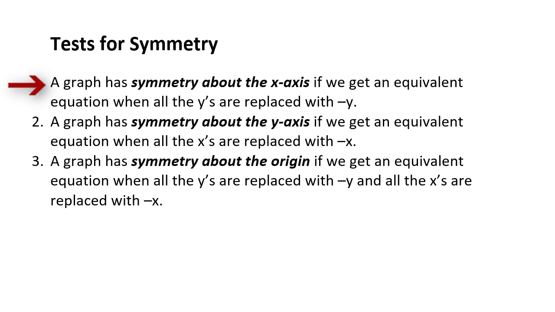A graph has symmetry about the x-axis if we get an equivalent equation when all the y's are replaced with negative y. A graph has symmetry about the y-axis if we get an equivalent equation when all the x's are replaced with negative x. And a graph has symmetry about the origin if we get an equivalent equation when all the y's are replaced by negative y and all the x's are replaced by negative x.